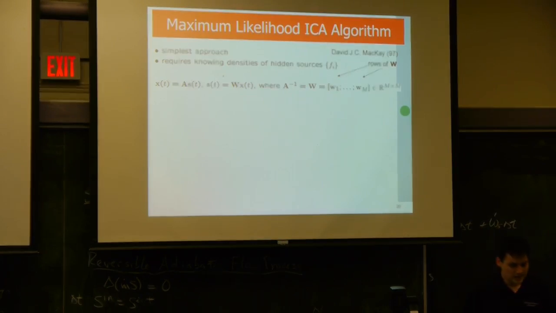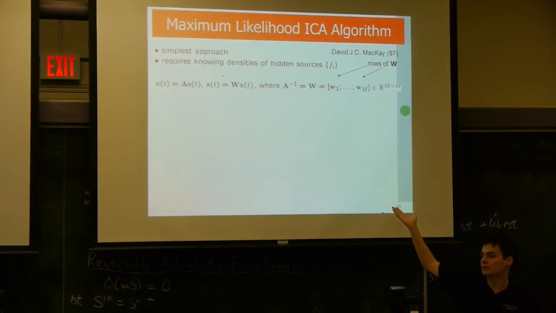So let's assume for now that we know the densities of the independent sources, S1, S2, ST. Just for fun and because in this case our life is simpler. So in this way, this whole problem is just a maximum likelihood estimation. I know the densities and I need to estimate the parameter A. So xt is A times st, st is W times xt, where W is A inverse. So I want to estimate W, which is the inverse of A.